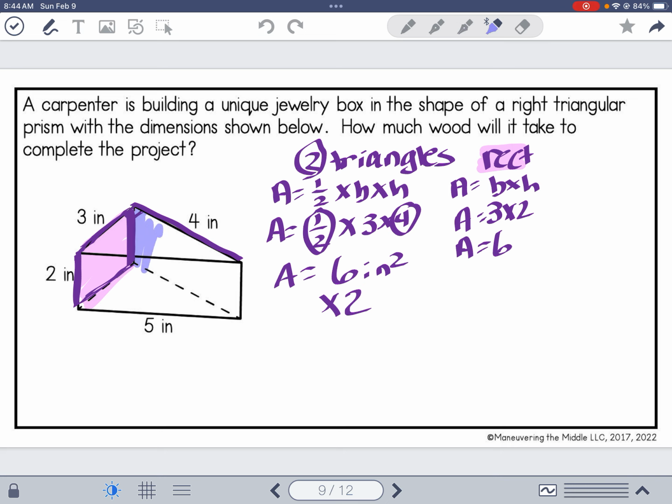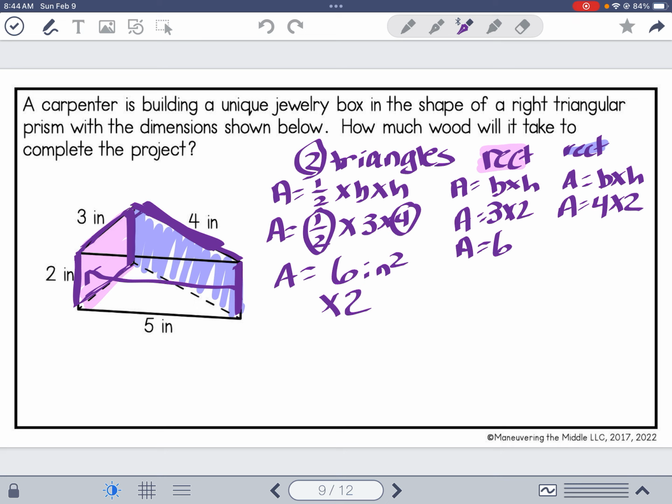Now I'm going to do this back rectangle. Again, area is equal to base times height. Area is equal to, well, this side is 4, and we know that the height is 2. So 4 times 2 is 8.